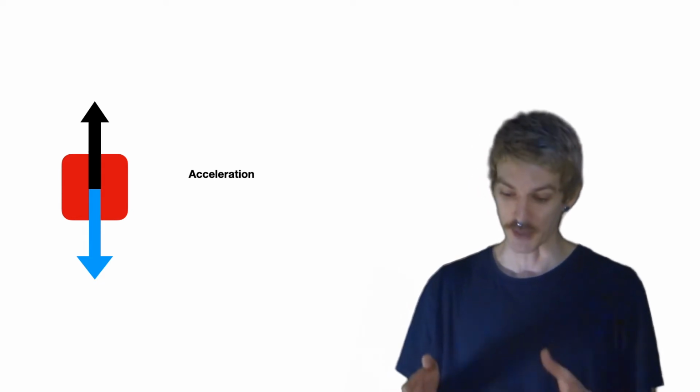This continues to happen until eventually the drag force is the same size as the force of the object's weight, but in the opposite direction. That means that there's no resultant force acting on that object anymore, which means there's no acceleration. It's not going to be getting any faster, it's going to be continuing to fall at that same speed. It's terminal velocity. So that is what terminal velocity is.